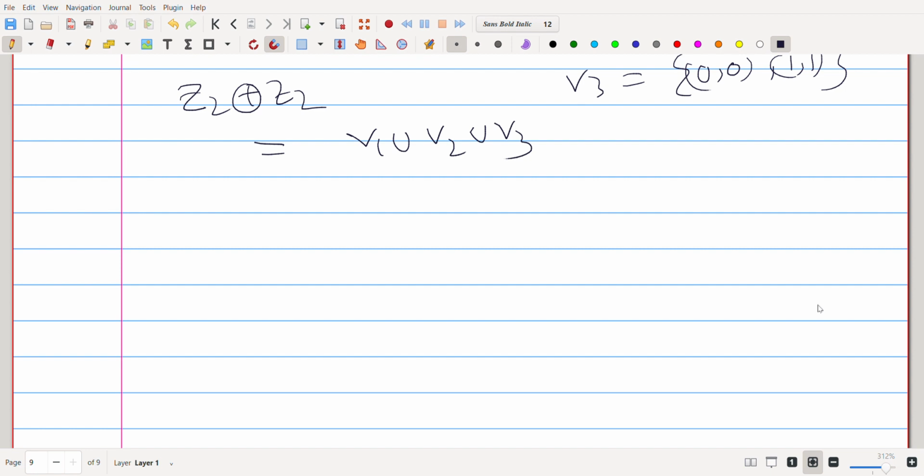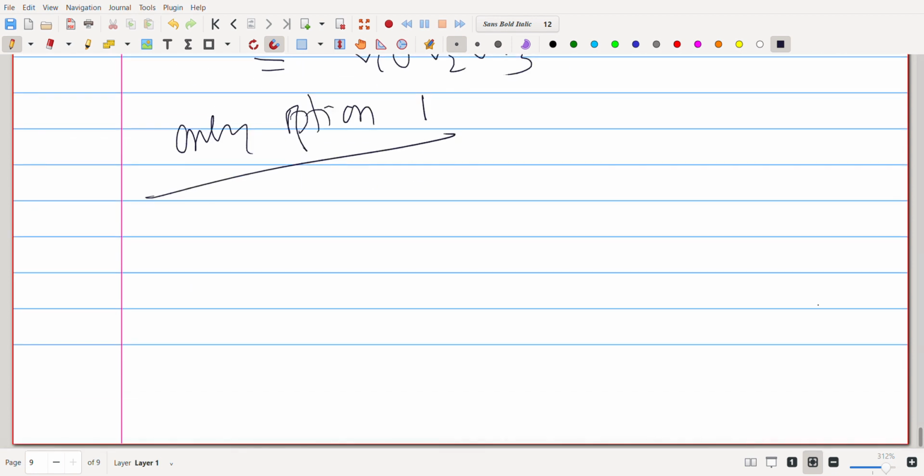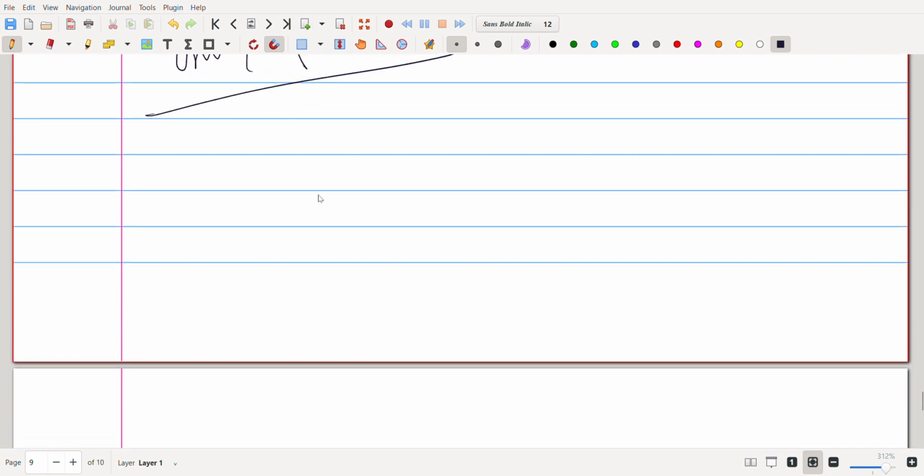Fine. Only option 1. Though it is an MSQ problem, only option 1 is correct. Okay. Move to the next one.